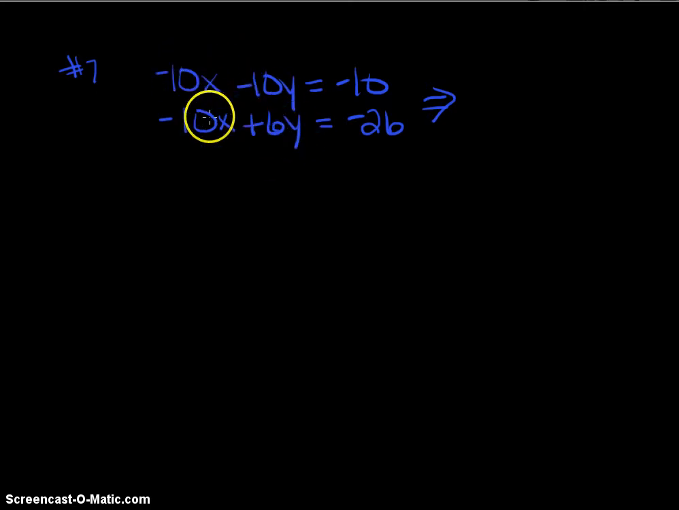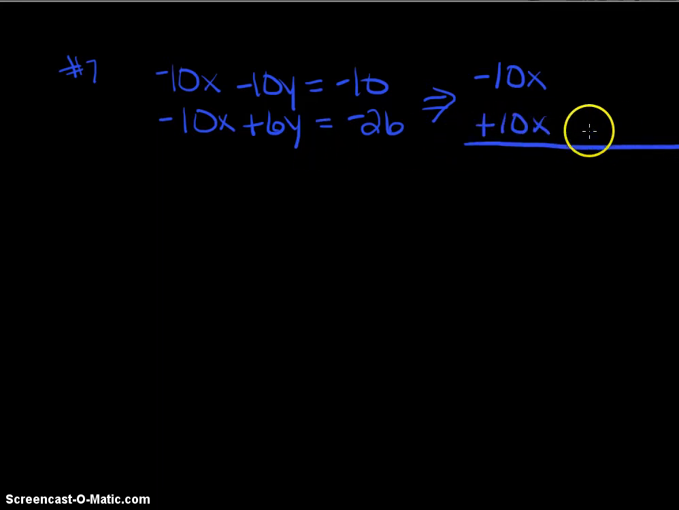I'm going to look at my x's here. I'm going to eliminate my x's. So I've got a negative 10 up top here, and I've also got a negative 10 down here. And to eliminate, I need a negative 10x, and then I need a positive 10x. So I can get that 0 all the way at the end. So I need to change this negative 10x. I need to do something to get this positive. So what I'm going to do is multiply this whole equation by a negative 1.